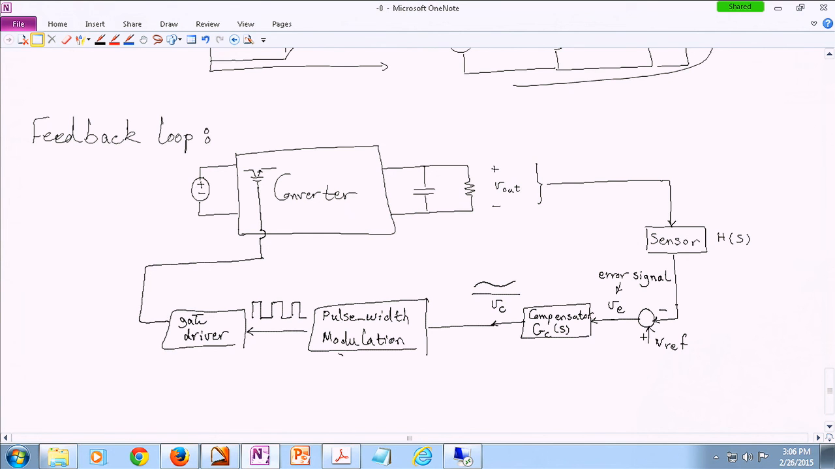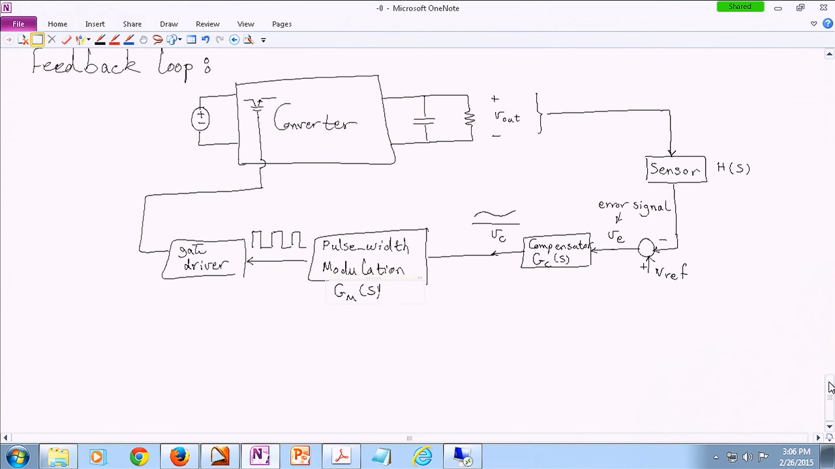And this pulse width modulation also has its own gain. We call it G of M, gain of modulator. All right. So let's think about it this way. So first, let's talk about this pulse width modulator. This pulse width modulator is nothing but a comparator.